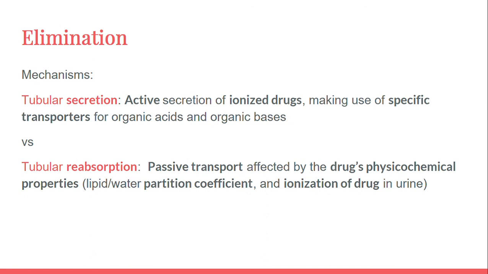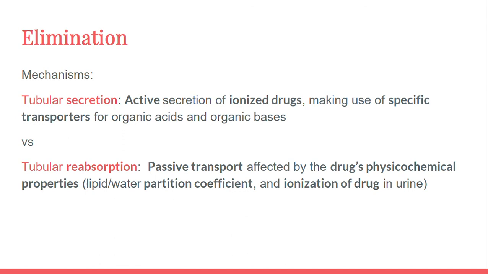A couple of words on elimination. It may depend on glomerular filtration, which we did bring up. It takes care of compounds that are smaller in size, and we have mechanisms such as tubular secretion and tubular reabsorption. Tubular secretion is the elimination in an active fashion of ionized drugs, making use of specific transporters for organic acids and organic bases. Examples of tubular secreted drugs include penicillins, and they can be given with drugs that inhibit tubular secretion in order to increase their availability.